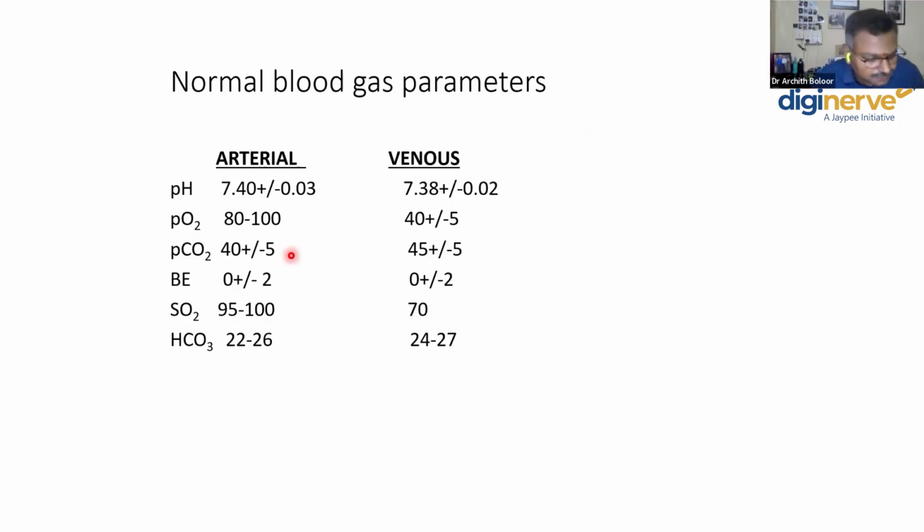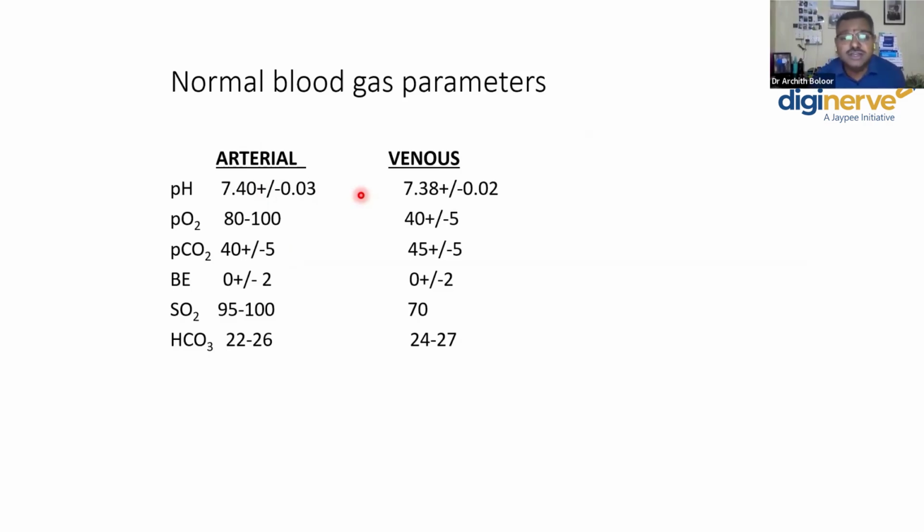So before we go on to identifying the abnormalities, we have to know what the normal values are. That's very, very important. We have to see the pH. Please remember the pH is normally 7.4 plus or minus 0.03. That is, 7.37 to 7.43 is what we could get. Venous is a little less. Please remember venous is 7.38 plus or minus 0.02. So that's what is normal. The PO2 should be anything above 90, so 80 to 100 is normal.